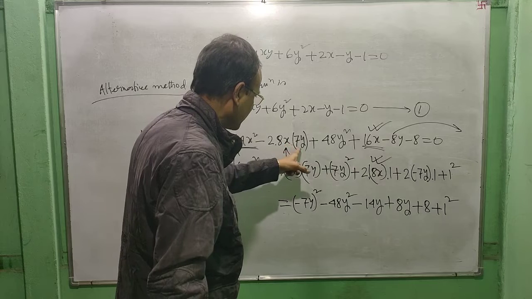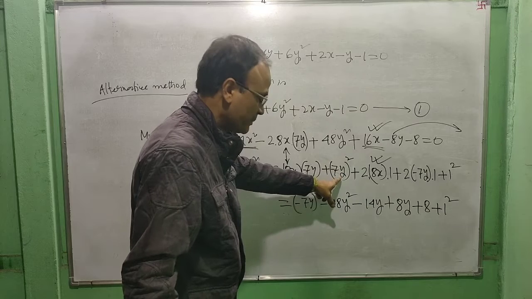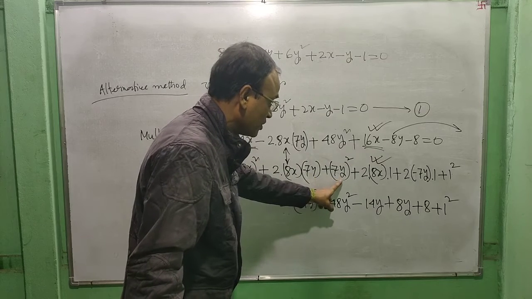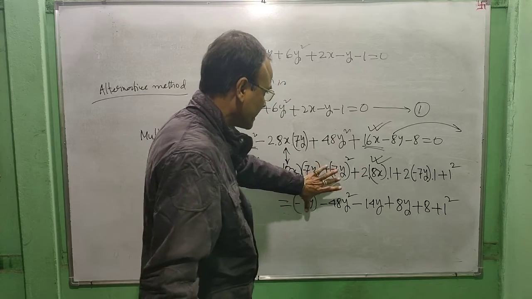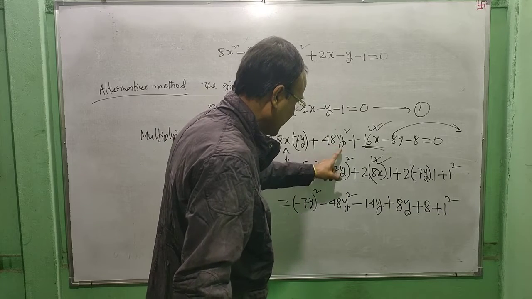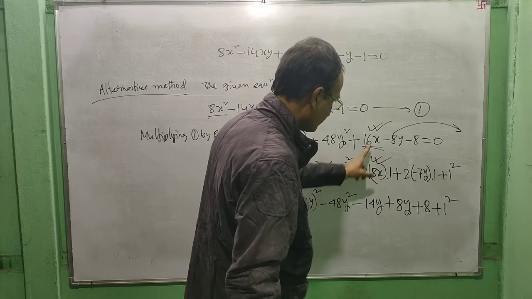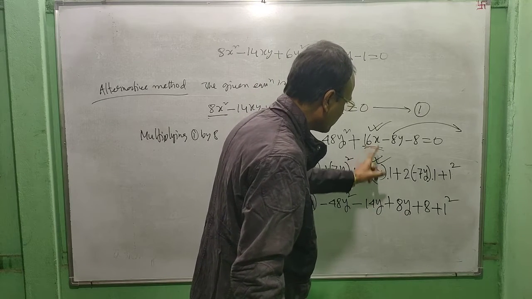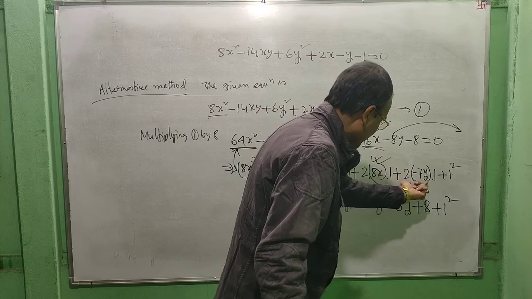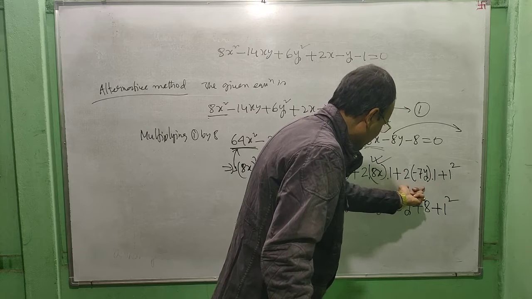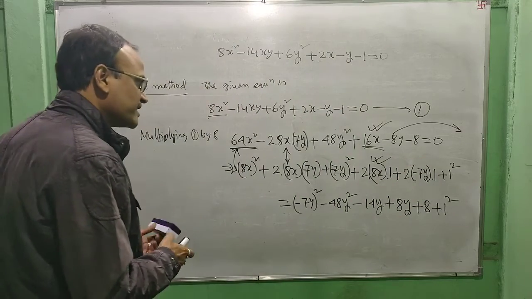For this, 2 into 8x 7y with a minus sign, you may write minus 7y whole square. We have written additionally minus 7y whole square. Therefore, in the right hand side also we have to write minus 7y whole square. There will be no problem with this term. 48y square, we have written here in the right hand side. There is no problem for the term 16x. Minus 8y, we have written minus 8y. Minus 14y, additionally, we wrote in the left hand side, therefore in the right hand side also we have written this. I think the calculation is correct.